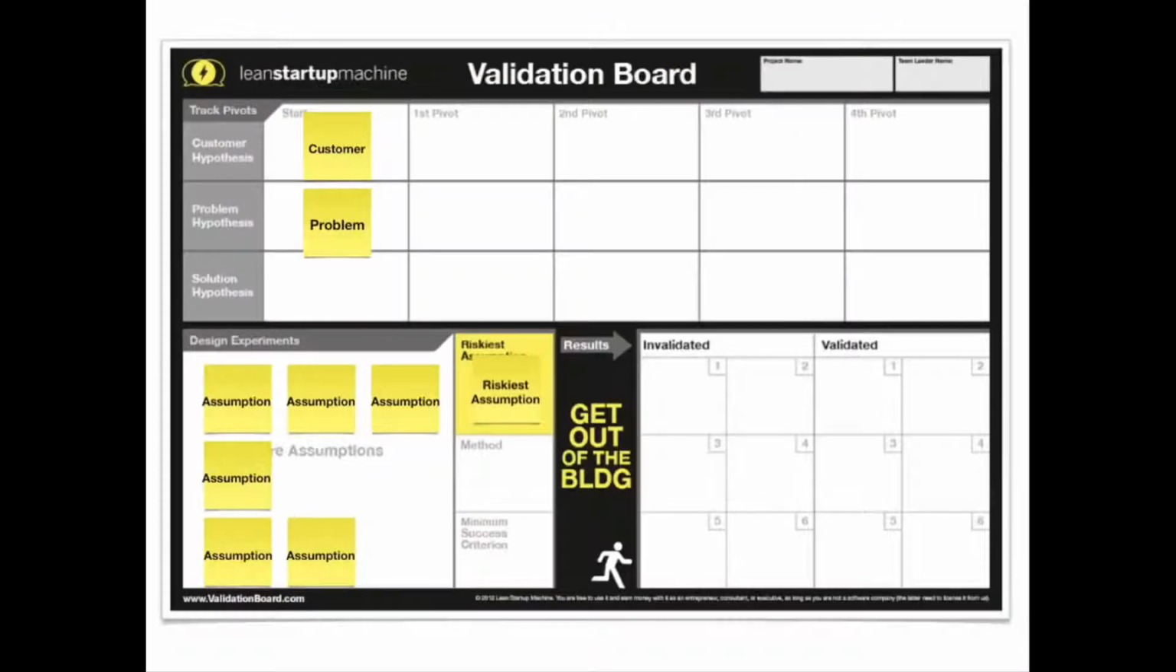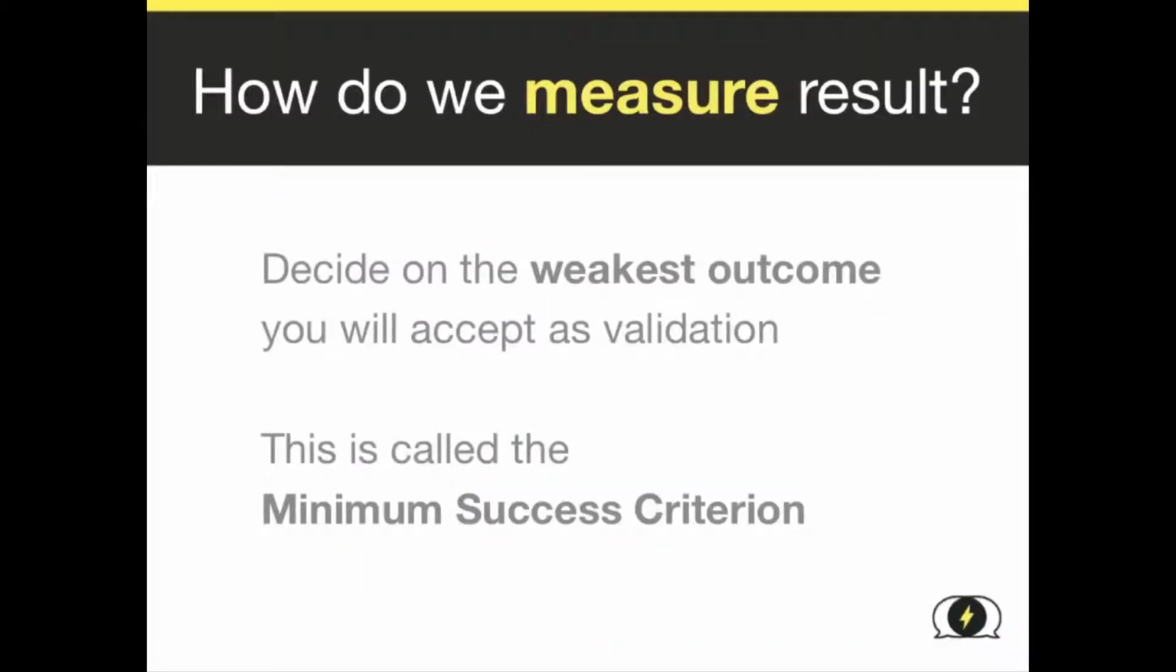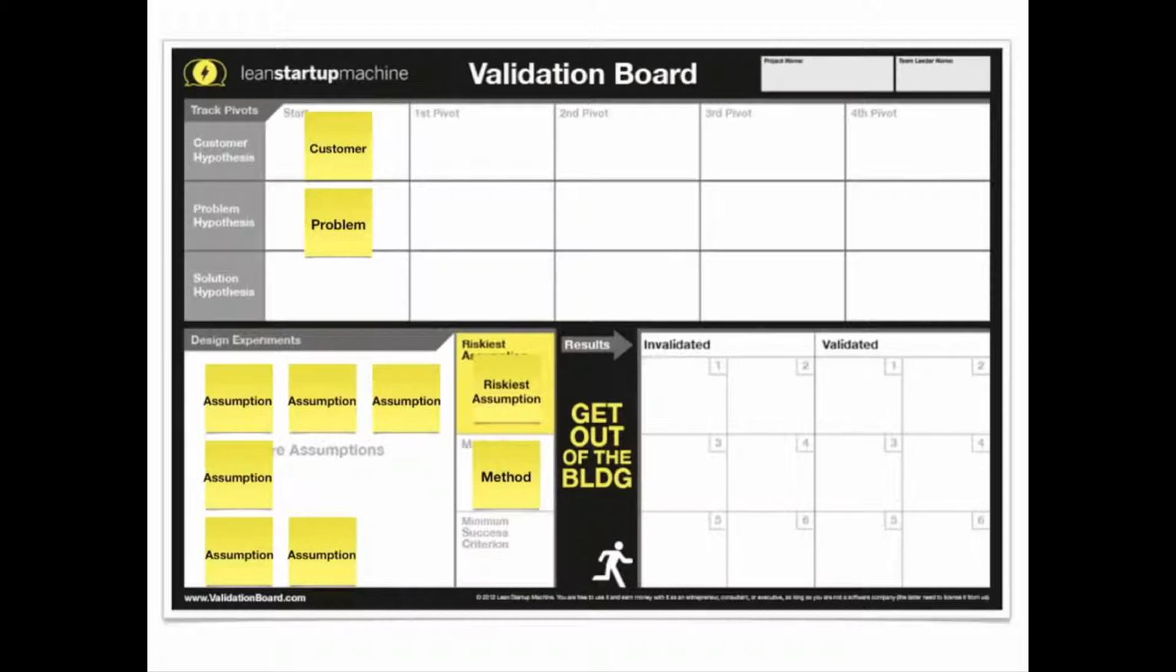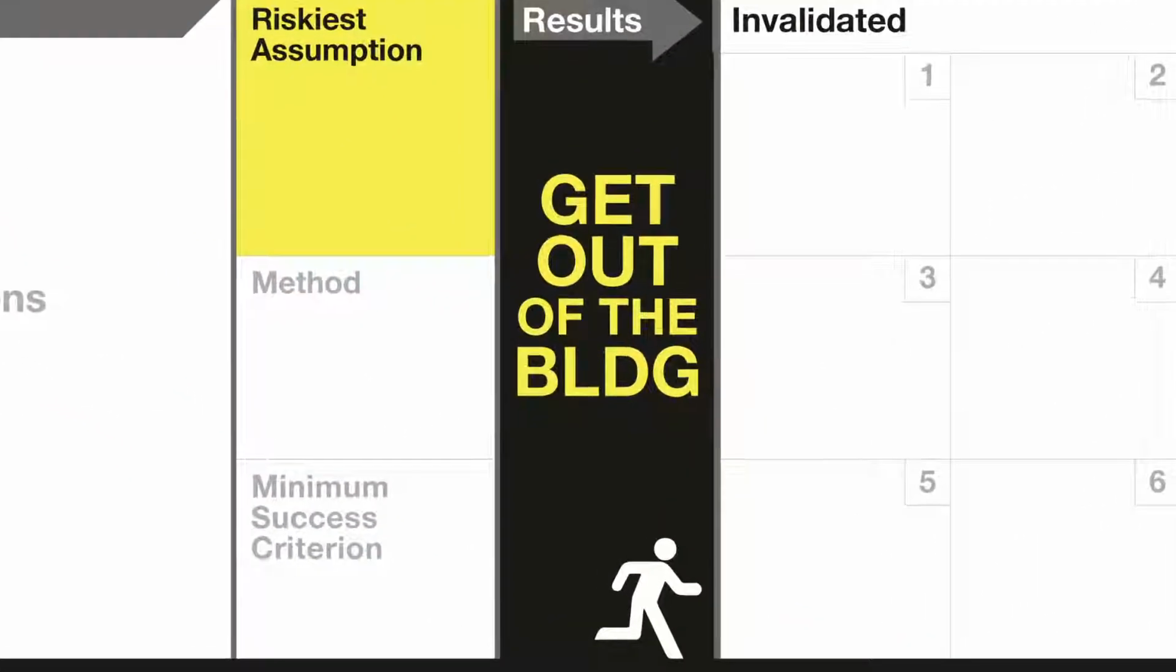So now that you have the method, it's time to define the minimum success criterion. This is basically asking yourself, how do I know if my experiment is successful? So you're going to decide on what is the minimum amount of validation that you need to continue working on this product. So as a team, with everyone and all your stakeholders involved, decide on the minimum amount of validation from customers from getting out of the building that you need to continue working on this. Then it's time to get out of the building and experiment with customers.